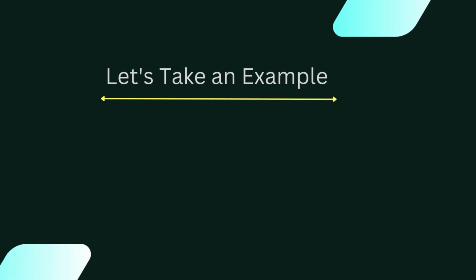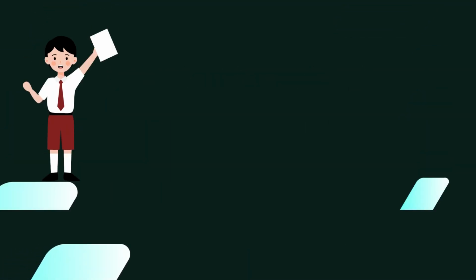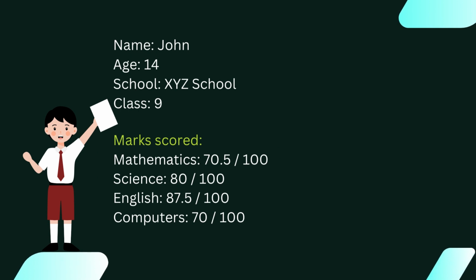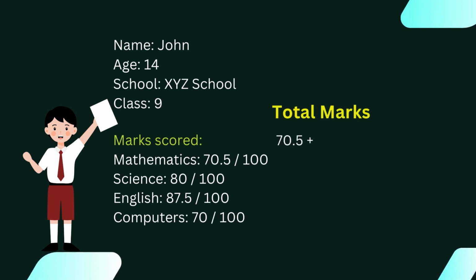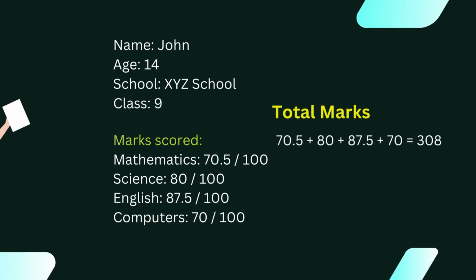Let's take an example to calculate total marks, percentage and grade of the given student. Here we have the student, his name is John and age is 14. Here the marks scored in each subject are given. So how do we calculate total marks? We sum all the given marks, that is 70.5 plus 80.5 and 87.5 plus 70. So total marks we will get is 308.